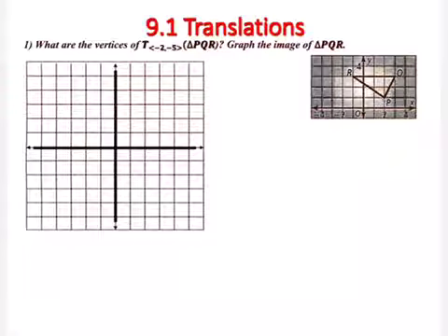Here they want to know what are the vertices of PQR given a translation of -2, -5. Graph the image of PQR. So here we have PQR, and it's in our best interest to note the coordinates. So for me, I know that point P is currently seated at 2, 1. Q is currently at 3, 3. And R is currently at -1, 3. So I'm going to go ahead and put those on my graph here. So 2, 1, 3, 3, -1, 3.